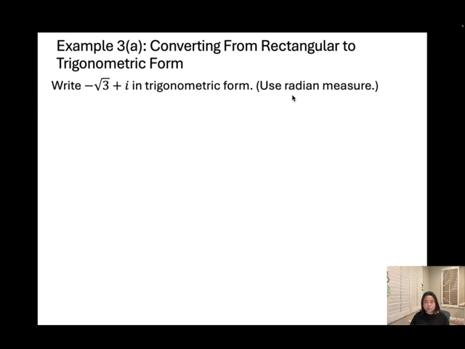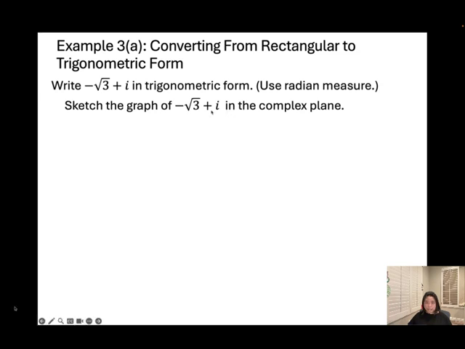Converting from rectangular to trigonometric form. Write negative square root 3 plus i in trigonometric form. And I want you to use the radian measure. So first, we want to sketch negative square root 3 plus i in the complex plane. Okay, this is x plus yi. So first, we know x is equal to negative square root of 3, and then y will be equal to 1.